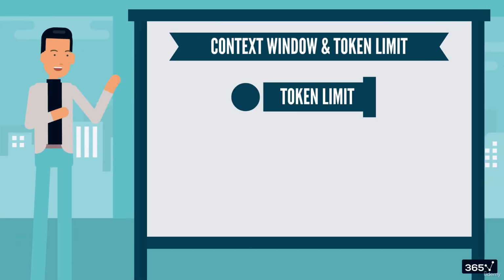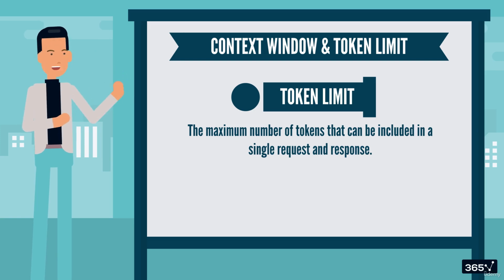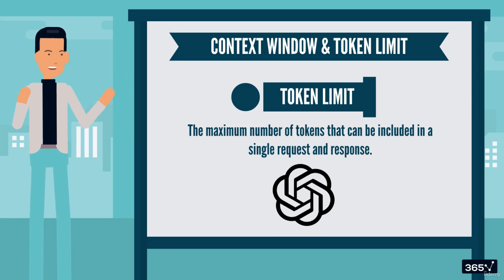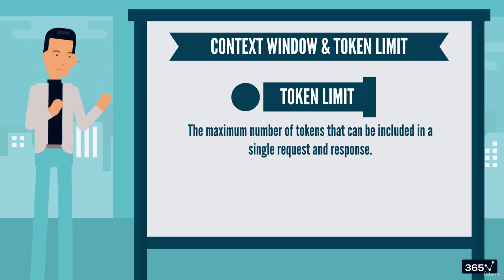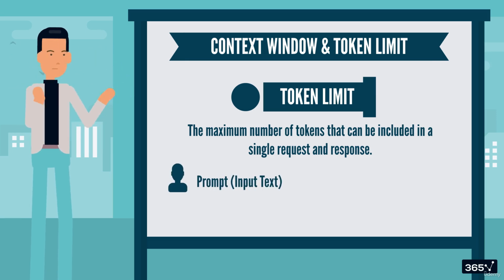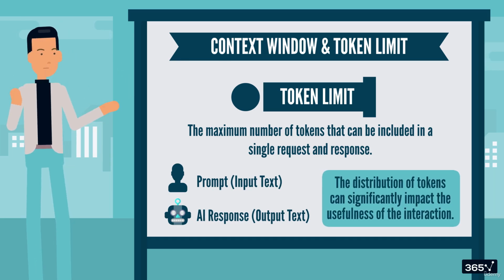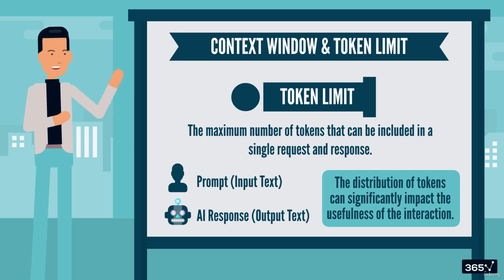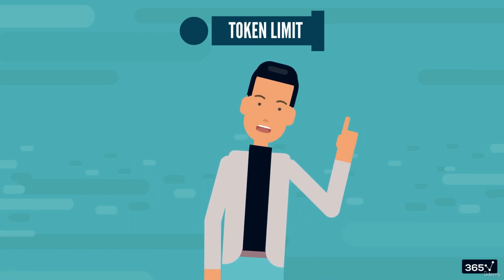Token limit, on the other hand, generally refers to a maximum number of tokens that can be included in a single request and response. This limit might be set by the platform or service providing access to the LLM to manage computational load or costs. The token limit might encompass the total number of tokens combined in both the prompt, input text, and the model's response, output text. The distribution of tokens between the prompt and the response can significantly impact the usefulness of the interaction. Let's explore 4 different scenarios to understand the impact of token limits better.